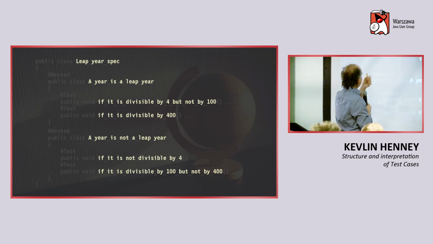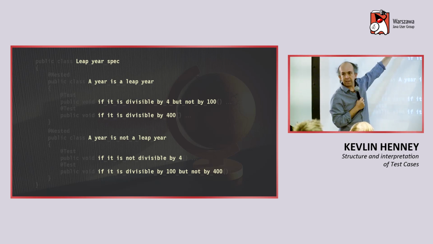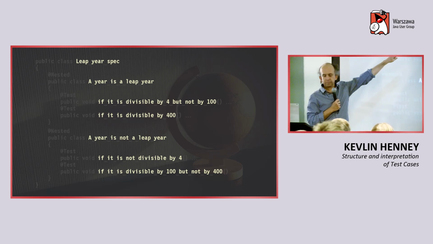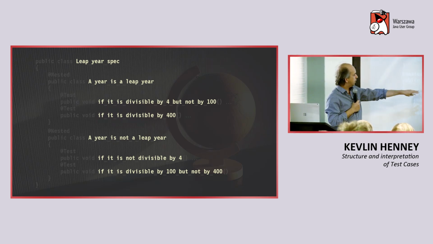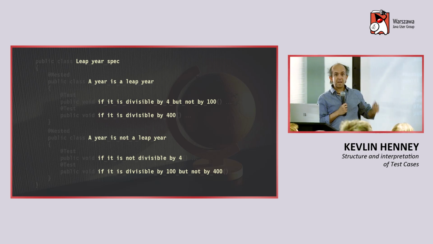So there is this very simple idea. We have grouped the common outcome. A year is a leap year. A year is not a leap year. And we've captured the rules. So we've grouped things. This is now a specification.